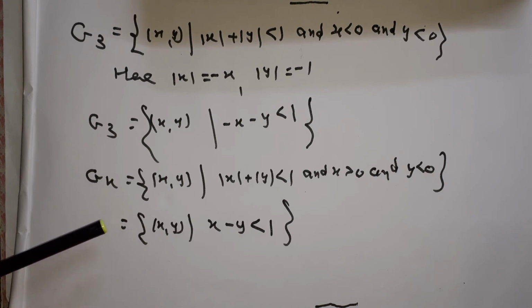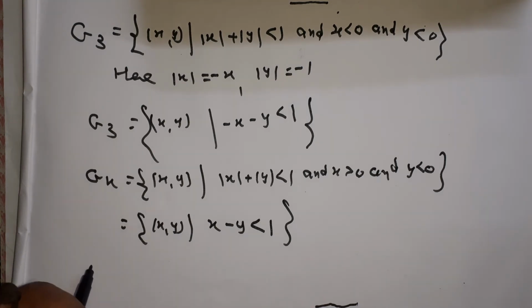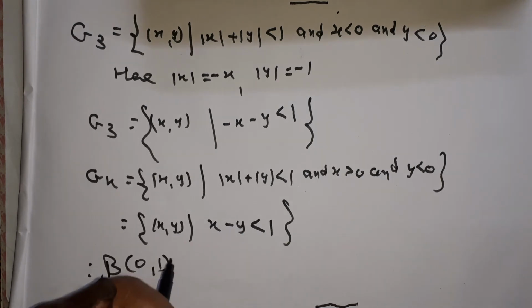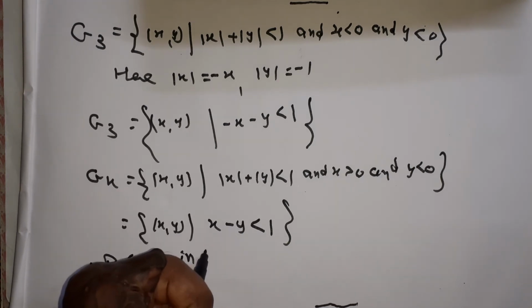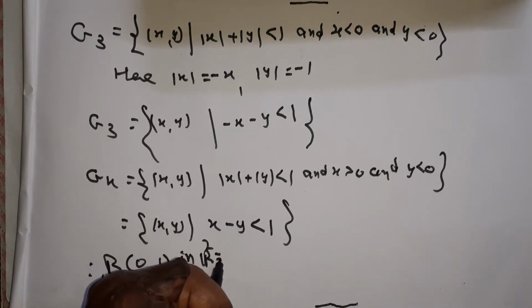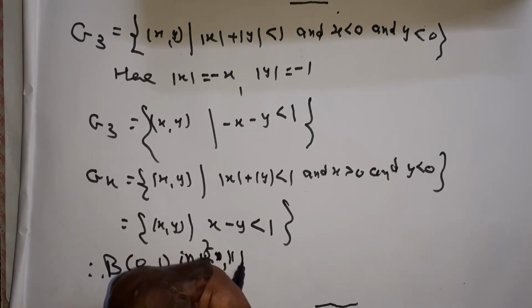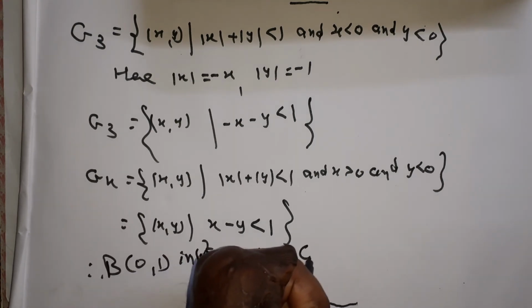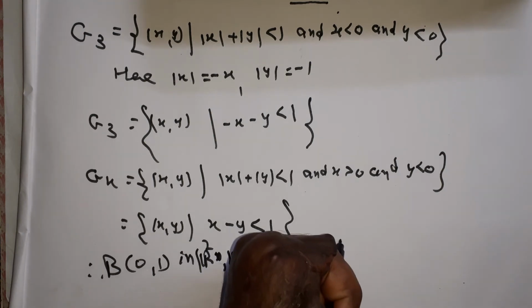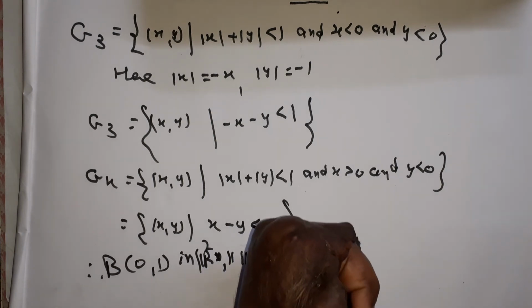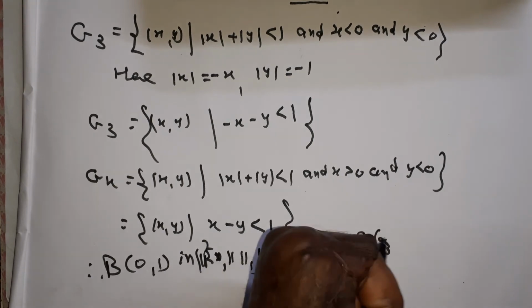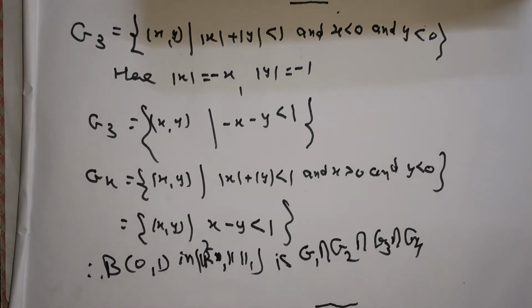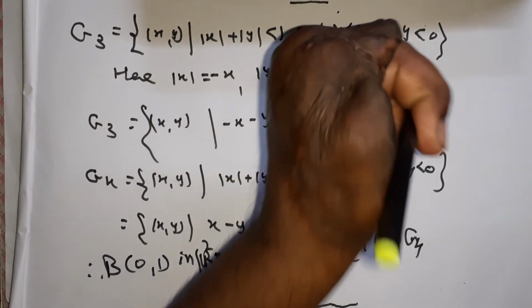Therefore the required open ball, that is the ball B(0,1) in the metric space R2 with norm 1, is G1 intersection G2 intersection G3 intersection G4. Therefore this open ball has the shape like this.